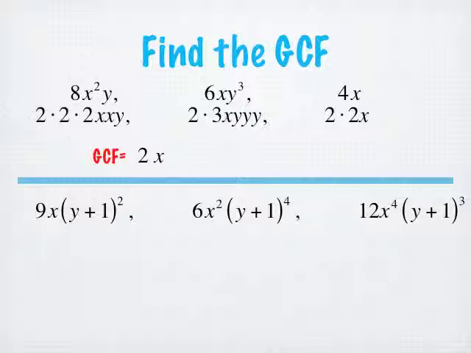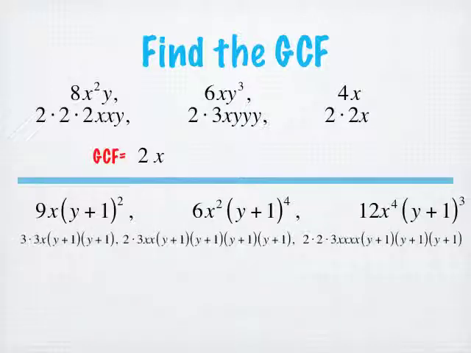Okay, for the next one. Again, you don't need to write it as pieces, but I'm going to so we can get used to it. 9 is 3 times 3. 6 is 2 times 3. 12 is 2 times 2 times 3. And if I wrote out x and then y plus 1, however many x's there are, however many y plus 1's there are, let's go through and look for the greatest common factor again. Looking at the numbers, they each have a 3. Good. A couple of them have a 2, but not all of them have a 2. Everybody has to have it for it to be in the greatest common factor.